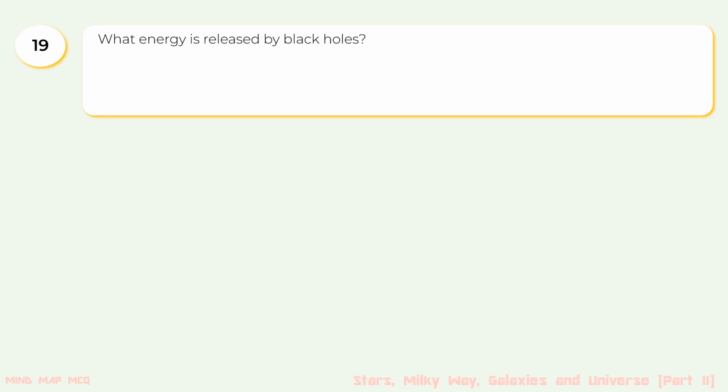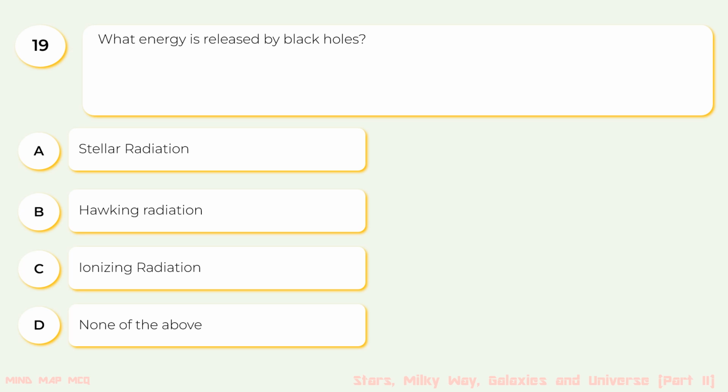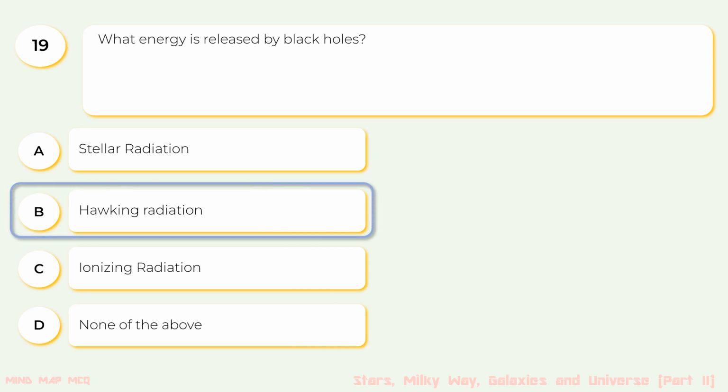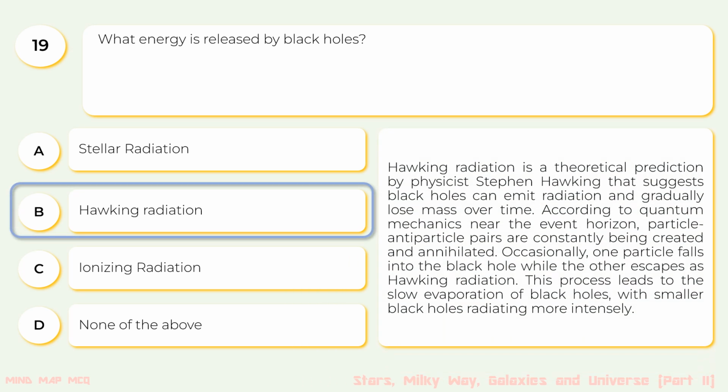19. What energy is released by black holes? The options are A. Stellar radiation, B. Hawking radiation, C. Ionizing radiation, or D. None of the above. The correct option is B. Hawking radiation. Hawking radiation is a theoretical prediction by physicist Stephen Hawking that suggests black holes can emit radiation and gradually lose mass over time.